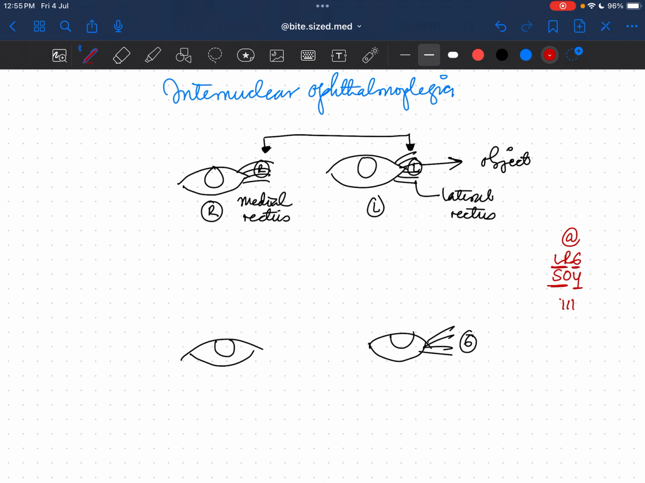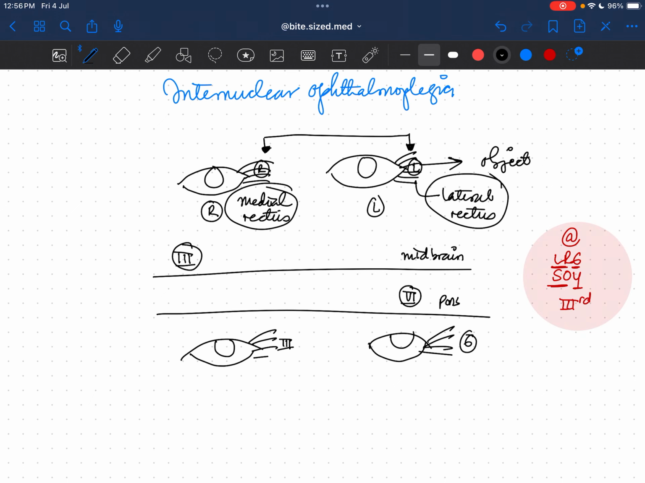So in our condition, the sixth cranial nerve has to communicate with the third cranial nerve. How does it do this? The nucleus of the sixth cranial nerve is in the pons, and the nucleus of the third cranial nerve is in the midbrain. Why have I written the sixth cranial nerve on the left side and the third cranial nerve on the other side? Because the sixth cranial nerve of the left side needs to communicate with the third cranial nerve of the other side, so that the lateral rectus muscle can contract and at the same time the medial rectus muscle can contract, right? This connection is made by a fasciculus known as the medial longitudinal fasciculus, MLF.